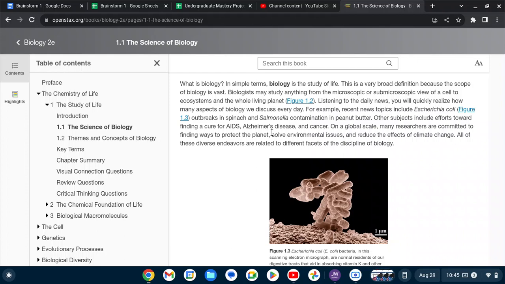For example, recent news topics include Escherichia coli, that's E. coli, outbreaks in spinach and salmonella contamination in peanut butter. Other subjects include effort toward finding a cure for AIDS, Alzheimer's disease, and cancer. On a global scale, many researchers are committed to finding ways to protect the planet, solve environmental issues, and reduce the effects of climate change. All of these diverse endeavors are related to different facets of the discipline of biology.